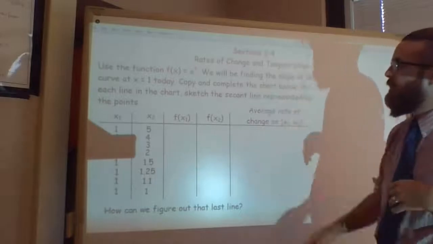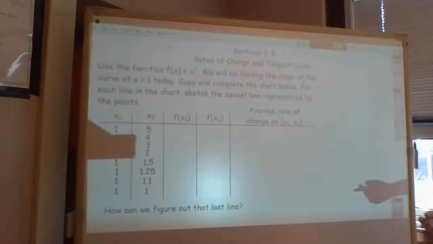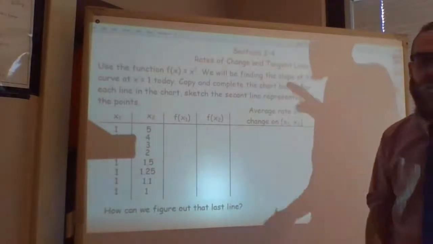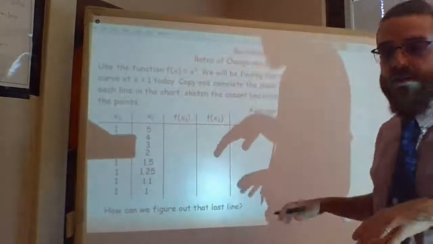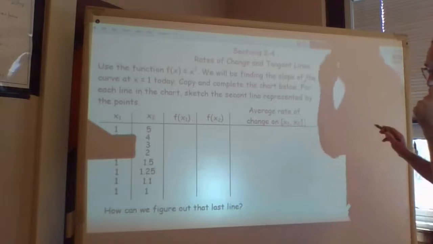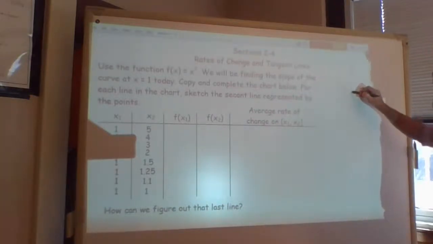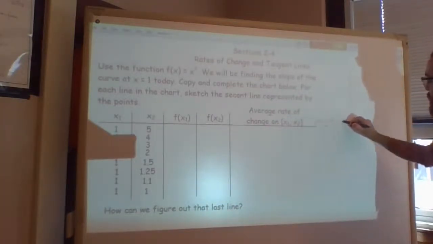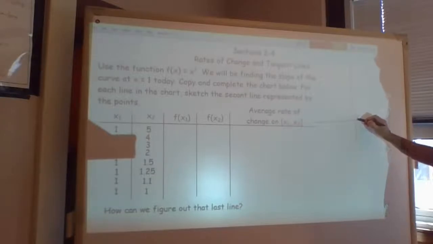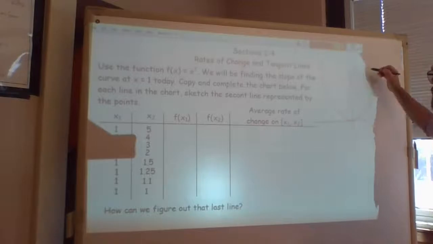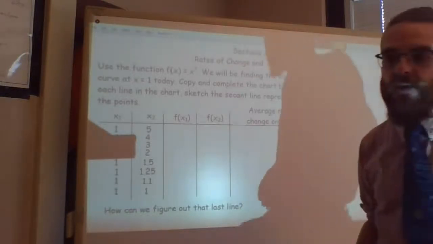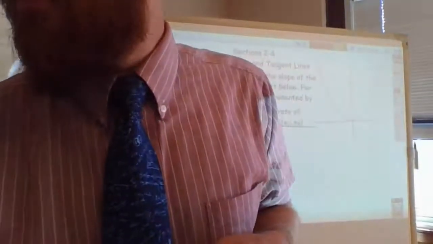So copy and complete the chart below. For each line in the chart, sketch the secant line represented by the points. So some weird stuff there. I'll go through the first line, I'll let you pause, complete the chart, and then you can come back and finish this up. So first thing that we have here is we're talking about the graph of y equals x squared. I think you guys know that it looks roughly like this. At least I hope you do. If you don't, that's what y equals x squared looks like.